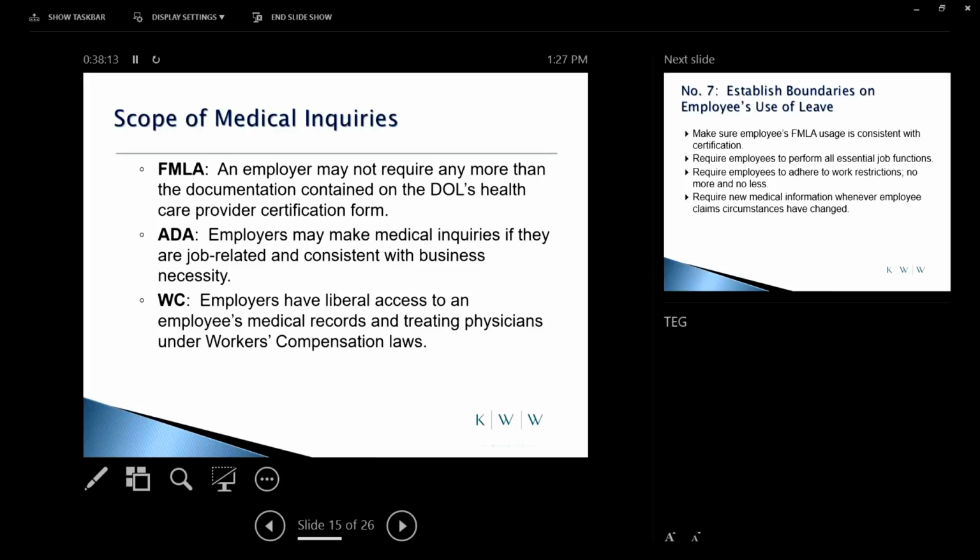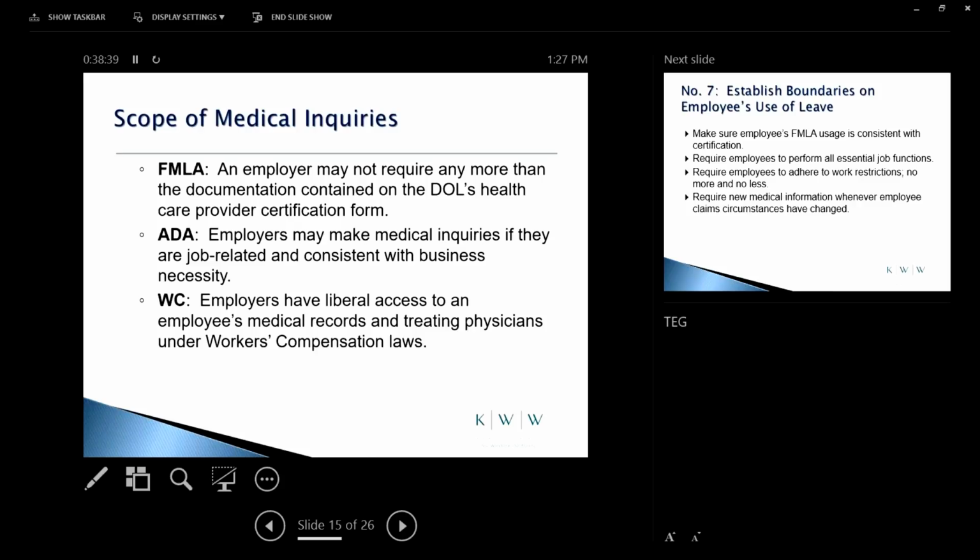So, scope of medical exams and inquiries, I think we've touched upon that with the FMLA. You cannot ask for anything more than is set forth on the DOL certification of healthcare provider form. You cannot expand the inquiry beyond that. With the ADA, you need to make sure that your inquiry to the employee's doctor is properly tailored to the situation that you're dealing with.